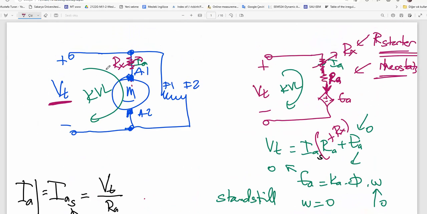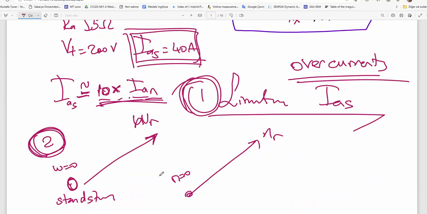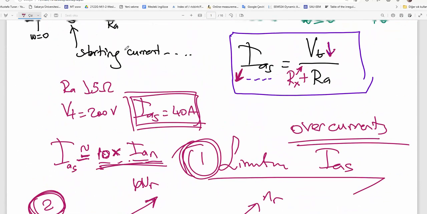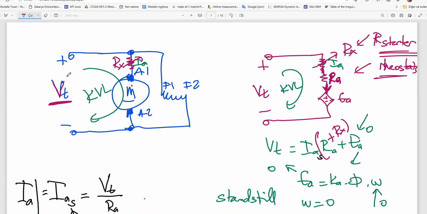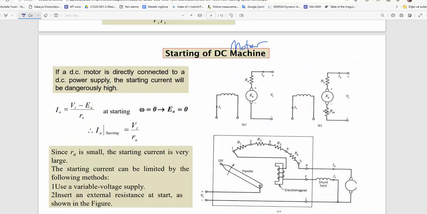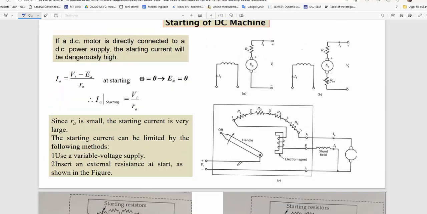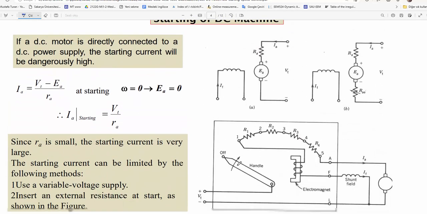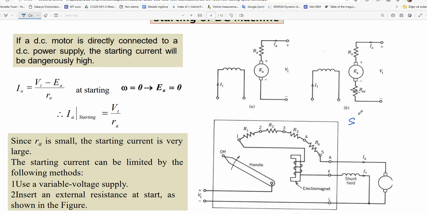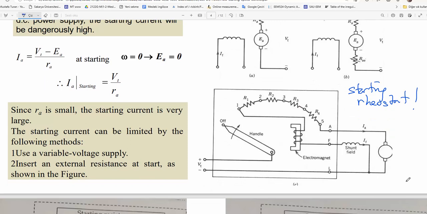Okay, how can you manage in reality? We generally use startup rheostats because it is very cheap. By using simple resistances, of course, high-grade powerful rheostats, we limit armature current. Of course, we can use adjustable voltage sources, but it is a bit expensive, so generally we prefer a simple and cheaper method, which is using a starting rheostat. We use this guy. It is something like this.